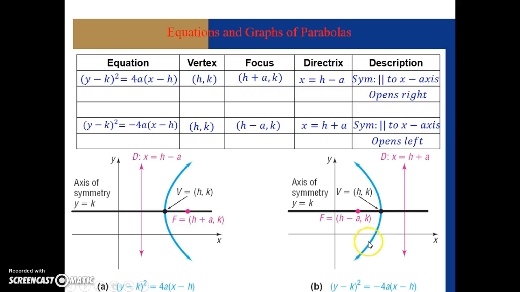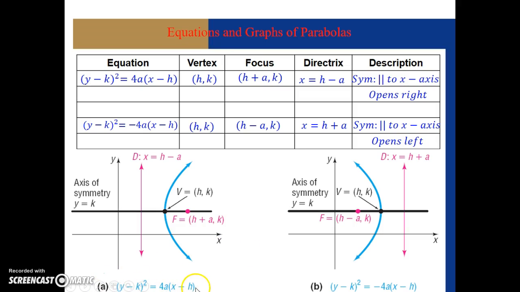For the parabola that opens to the left, since the focus point is inside the parabola, we should expect the focus point to be to the left of the vertex. The vertex again is the point (h, k). The axis of symmetry is the horizontal line y equals k, and the directrix is the vertical line x equals h plus a.